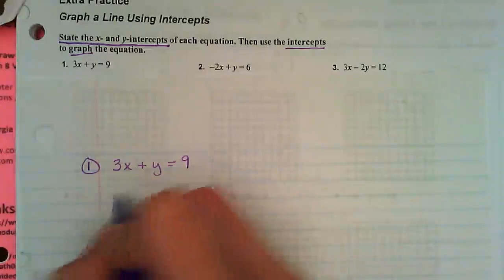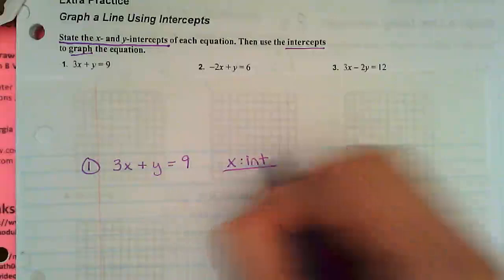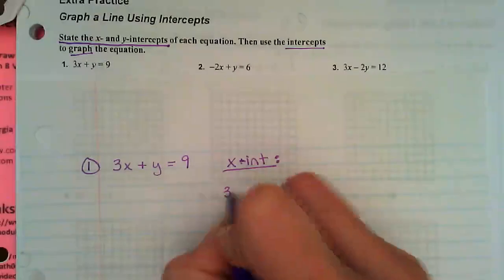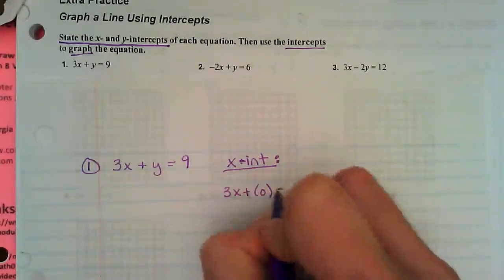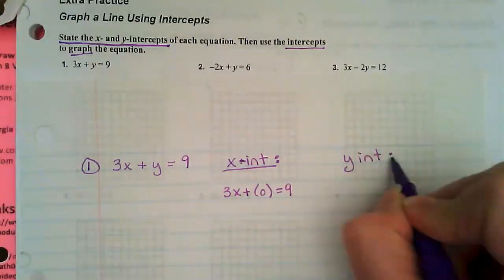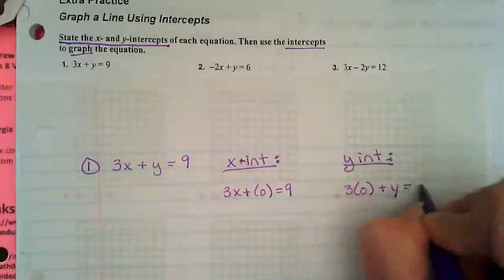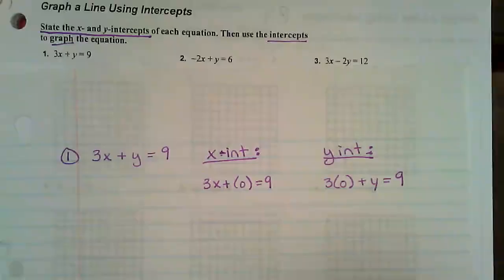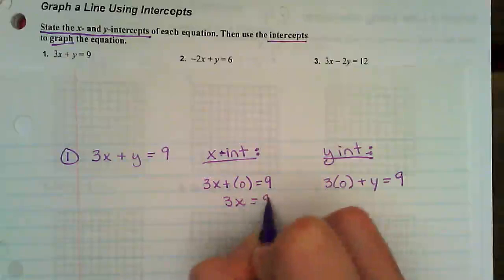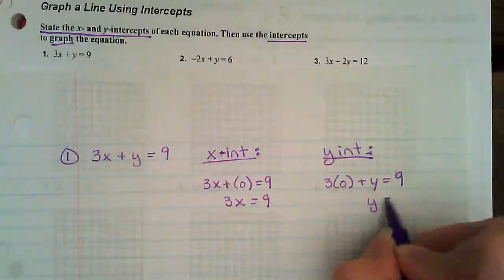So we're going to write, let me do this over here. So to find the x-intercept, I'm going to replace the y with 0. And when I'm looking for the y-intercept, I'm going to replace x with 0. So that's what my 2 equations are going to look like. So this one, I'm going to have 3x equals 9. And in this one, since 3 times 0 is 0, I'm just going to have y equals 9.